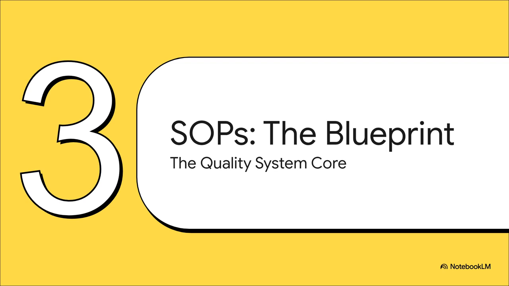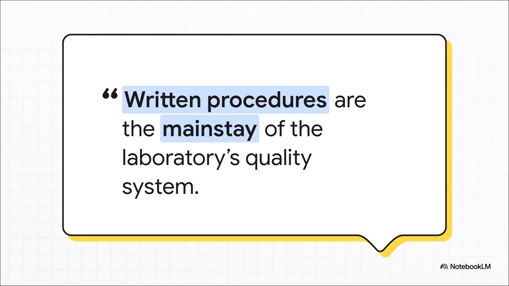Okay, so that brings us right to the heart of our training today. This is where the rubber meets the road. We've talked about the why of GCLP, now we're getting into the how. How do you actually do it? The GCLP guidance itself couldn't be clearer. It says written procedures, or SOPs, are the mainstay of the quality system. I love that word, mainstay. It's not just a part of the system, it's the central pillar holding the whole thing up. They're not just some documents you stick on a shelf, they are the living foundation of quality in your lab.